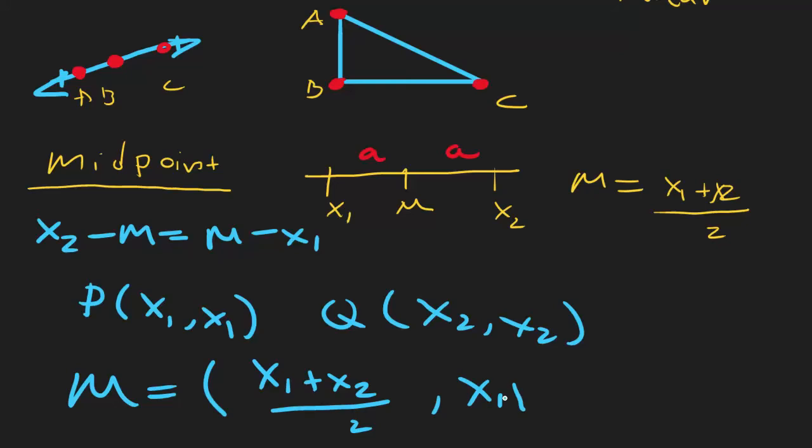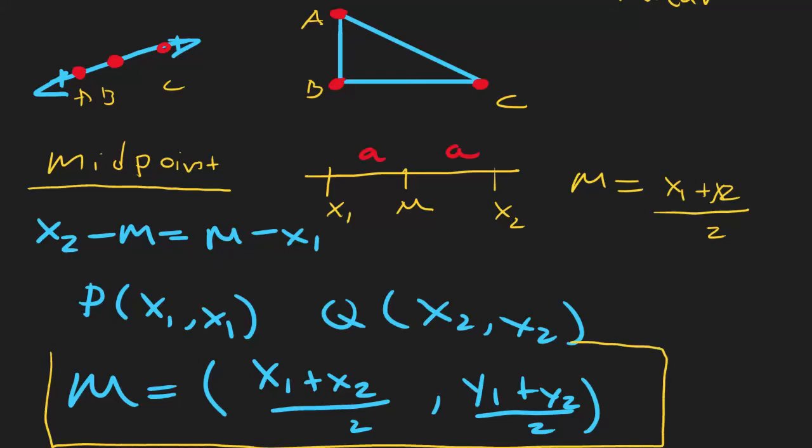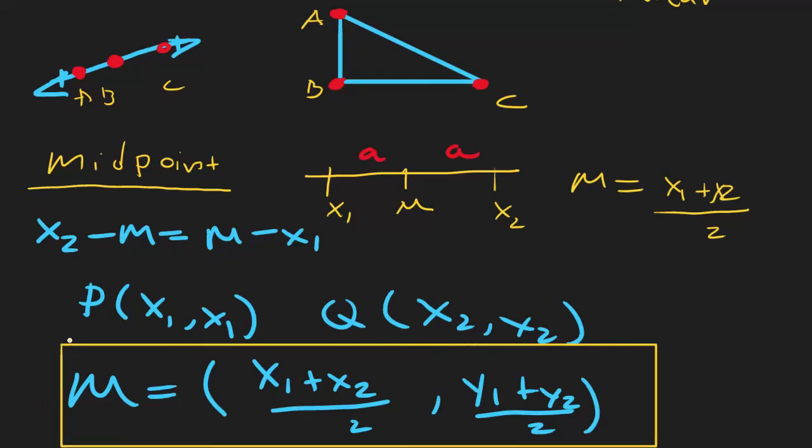Actually, it's not x's, right? Sorry. It's going to be y1 plus y2, all divided by 2. And in any case, this is our formula, right? So we have our nice formula for the midpoint, and it's not really anything too special because it's really just the average of the two in either case.